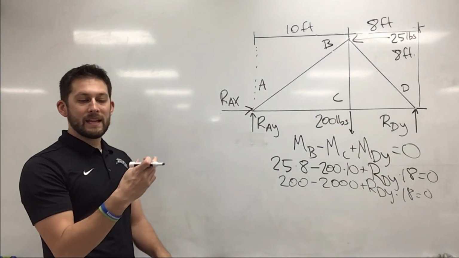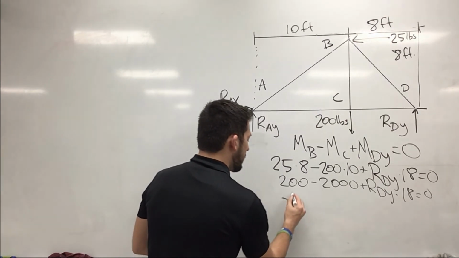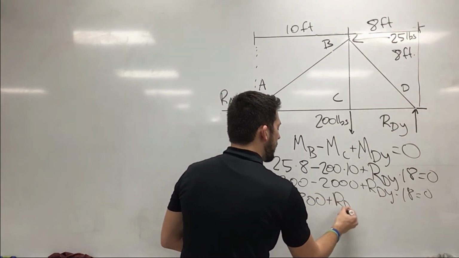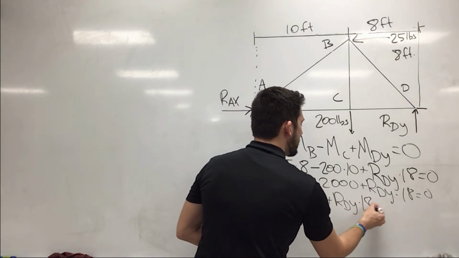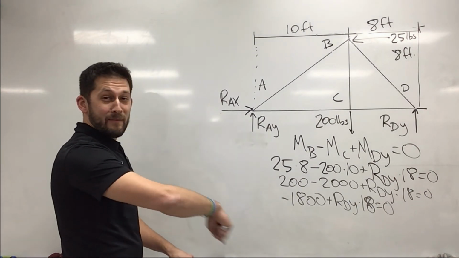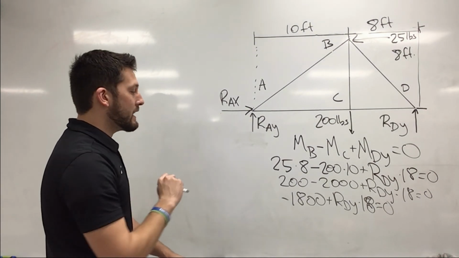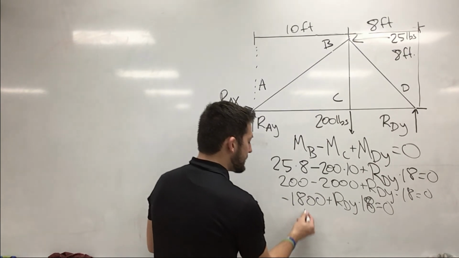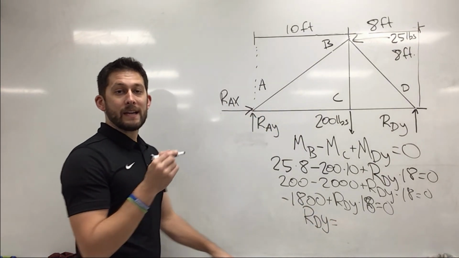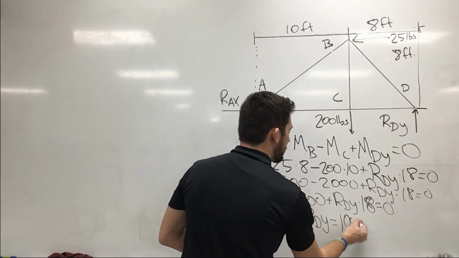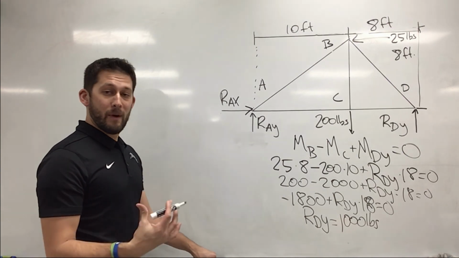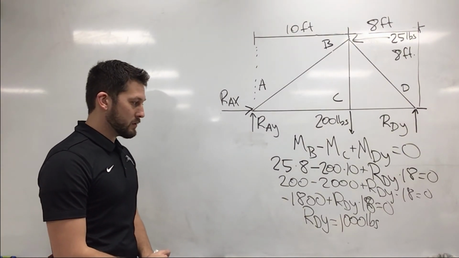If I combine those, I get negative 1,800 plus RDY times 18. So if I add my 1,800 over to the other side and divide by 18, I find that RDY is going to be 1,000 pounds. And that number came out positive, so I know I'm on the right track as far as my direction goes.